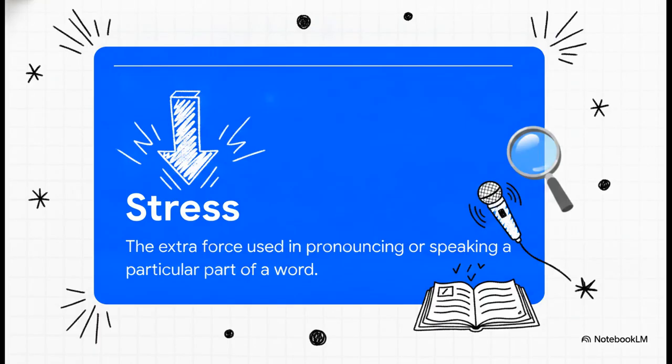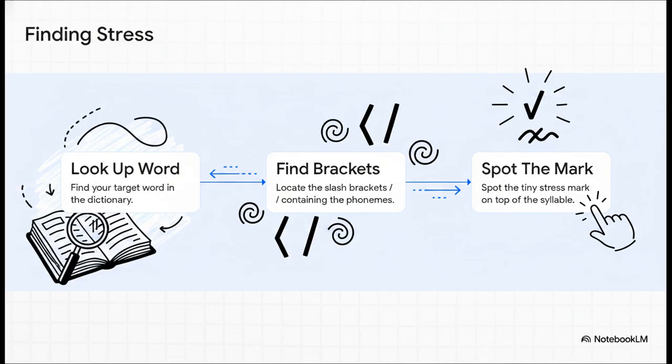Now that we've got our sounds mapped out, we arrive at the second major pillar of English pronunciation: stress. English is a stress-timed language, and stress is defined simply as the extra force used in pronouncing or speaking a particular part of a word. Like, when we say mother, we don't say mo-fur. We put extra force on the very first part, mother. And thankfully, your dictionary is incredibly helpful here too. It'll indicate exactly where this extra force goes, with a tiny high mark placed right at the top of the stressed syllable. So, here are your practical, step-by-step instructions for mastering any new word.